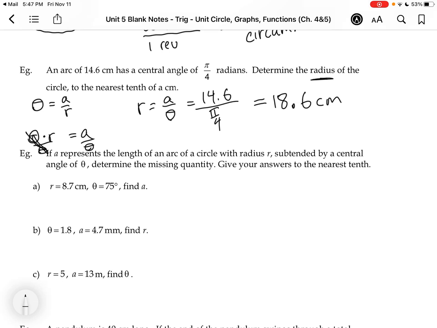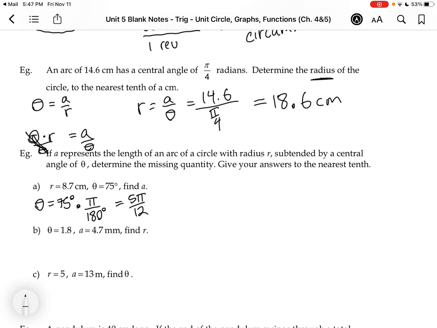If A represents the length of an arc of a circle with radius r subtended by a central angle of theta, determine the missing quantity and give your answers to the nearest tenth. So here we know r, we know theta. Ooh, but theta is in degrees. So before we do anything, we need to take that 75 degrees and multiply it by pi radians over 180 degrees. And as an exact value, 75 over 180 is 5 over 12. So that's 5 pi over 12 radians.